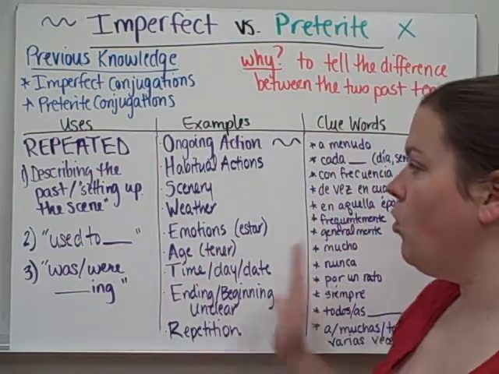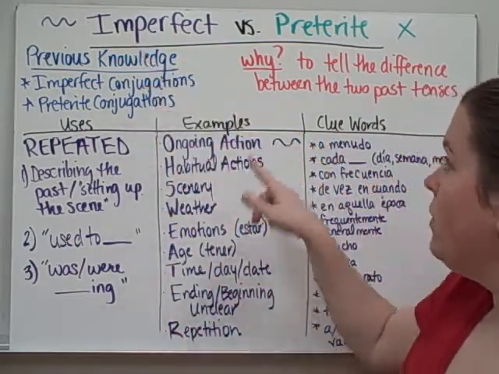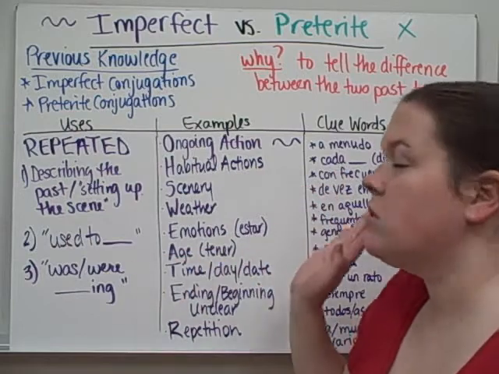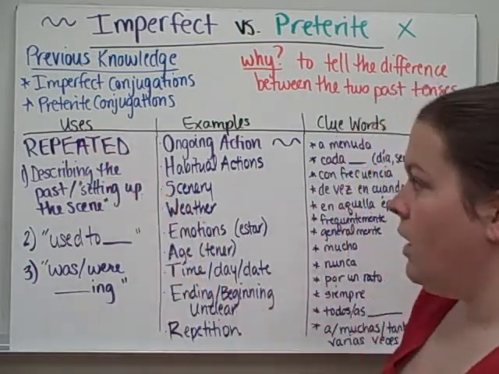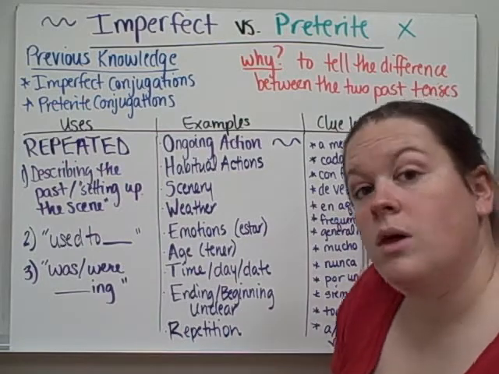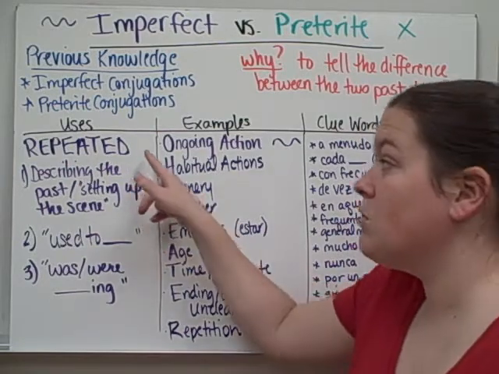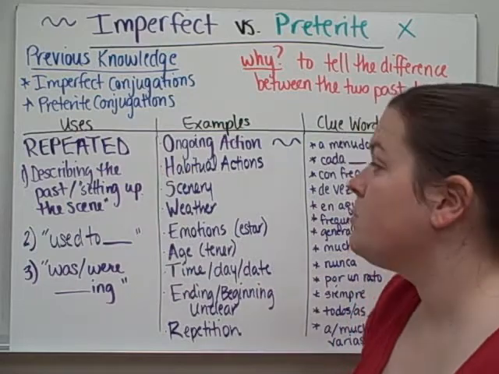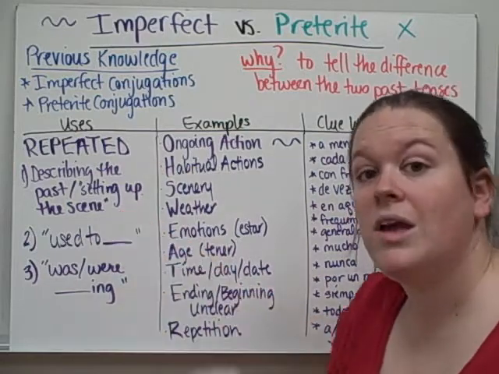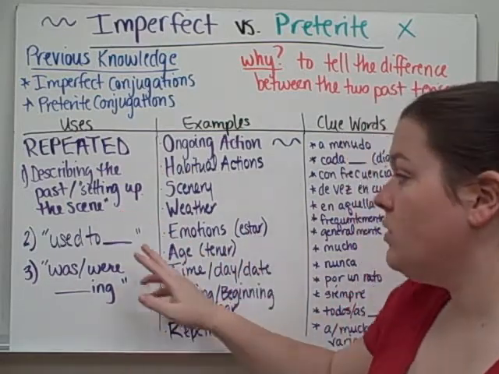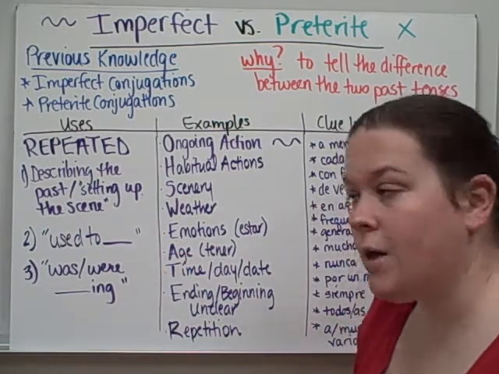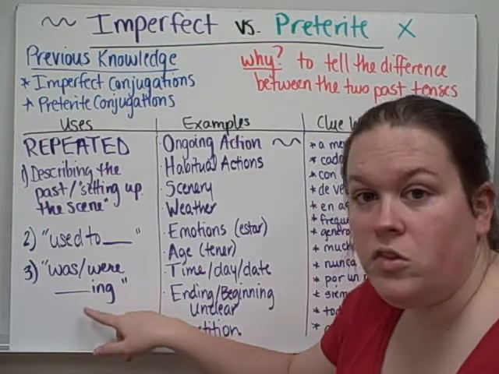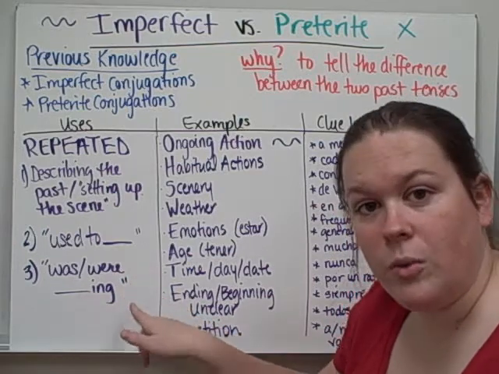All right, this whole board, you'll see imperfect is purple and preterite is green. So this whole board is about imperfect. So I'd title imperfect right here. Now, the main thing you need to know about imperfect is that it is repeated actions. It describes the past or setting up the scene. It is phrases like, I used to do this, we used to do that, or he was doing, or you were doing something.